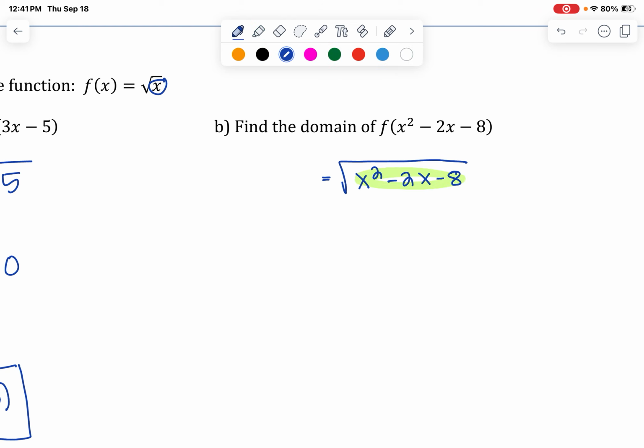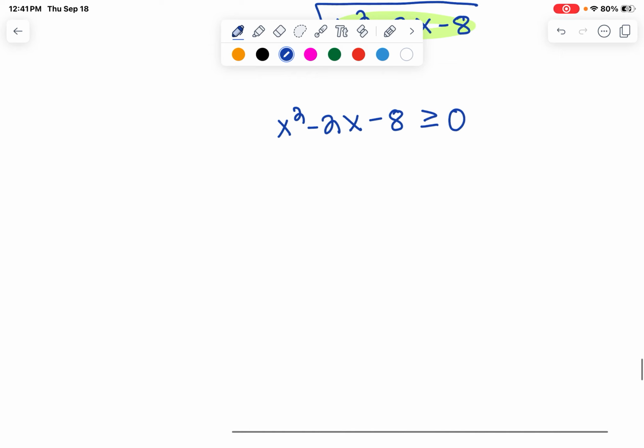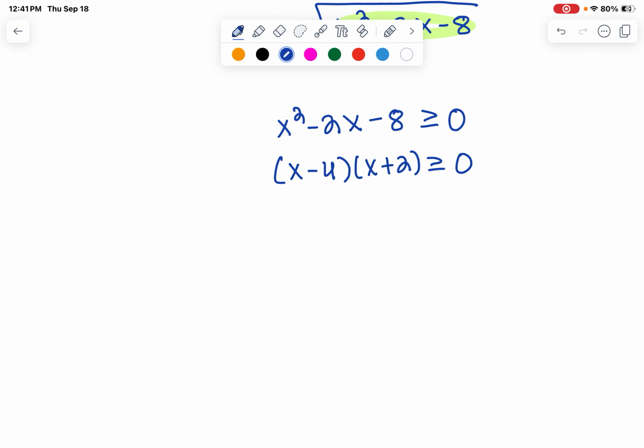It could be 0, but it's got to be positive if it's not 0. So we're going to say x squared minus 2x minus 8 is greater than or equal to 0. And now this is what we've been doing the whole period, right? Factor it: x minus 4 times x plus 2 greater than or equal to 0.